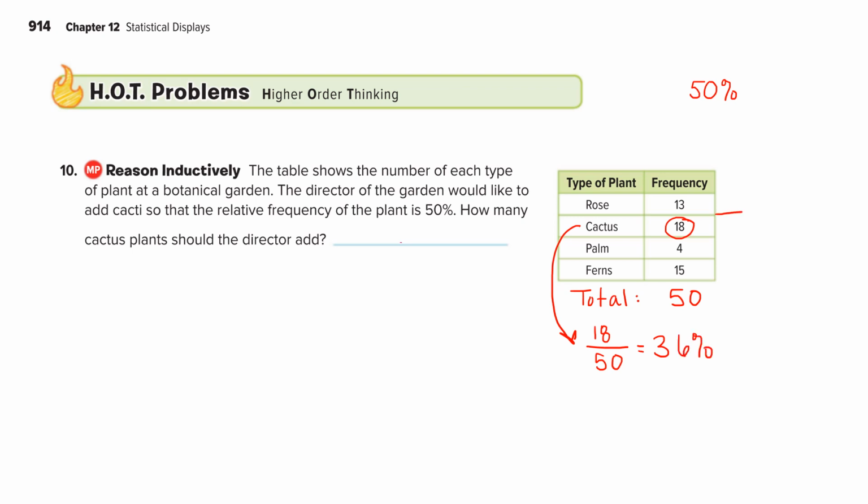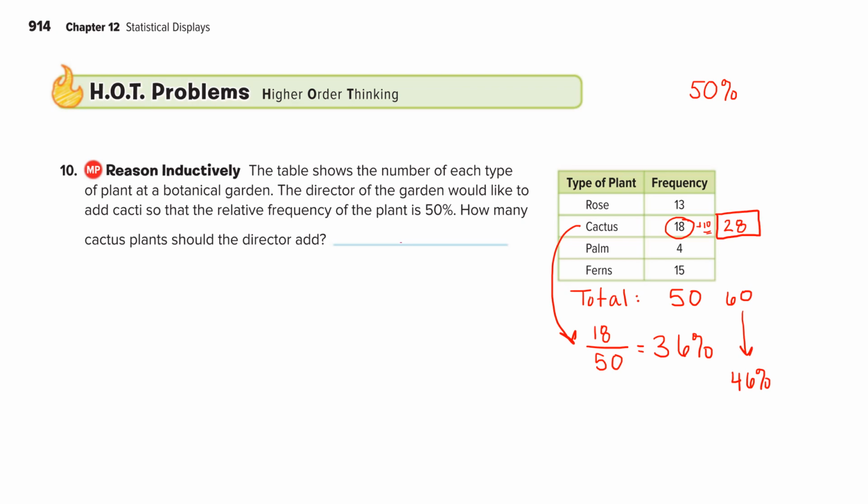This is a challenge question, that's why it's a hot problem. I have to keep adding plants until it reaches 50%. But what I need you to realize is that when you add more plants, the total also changes. So if I added 10 plants to this, then that means it would be 28. But then, because I added 10, the total would be 60. So 28 divided by 60 gives me 46%.